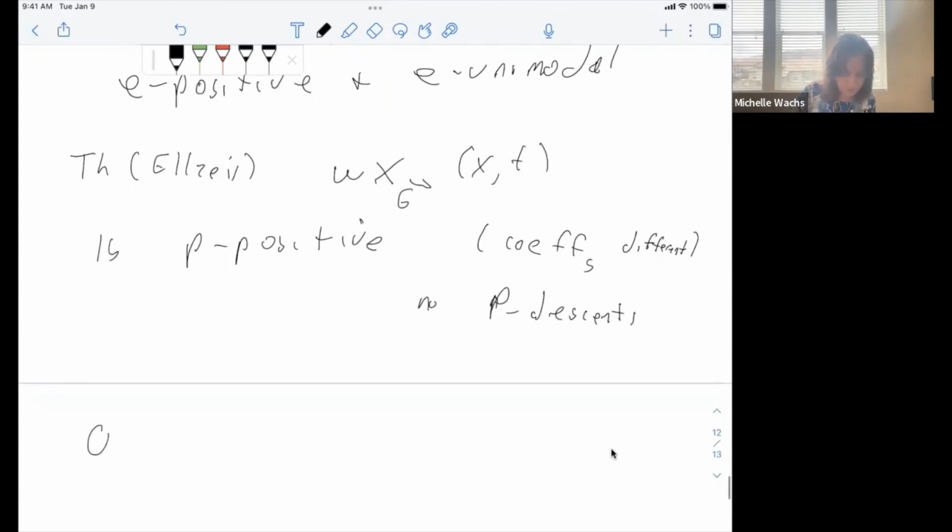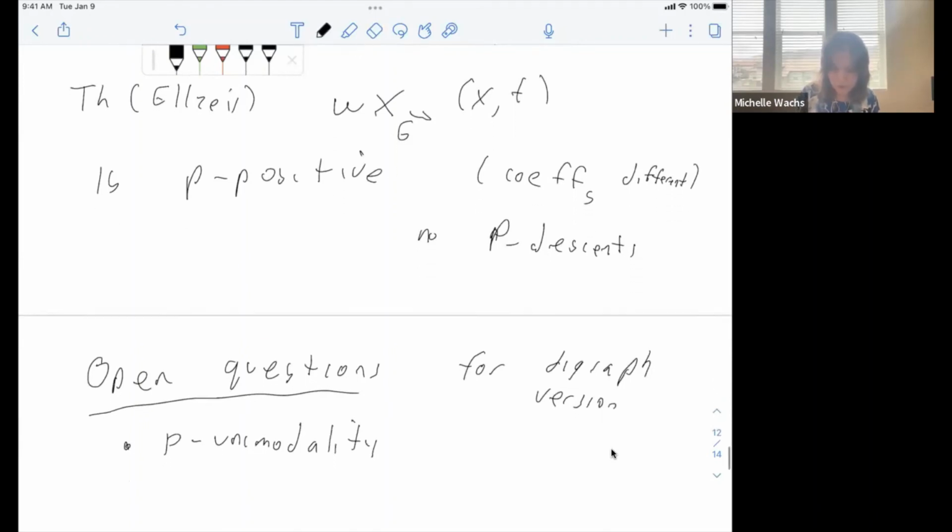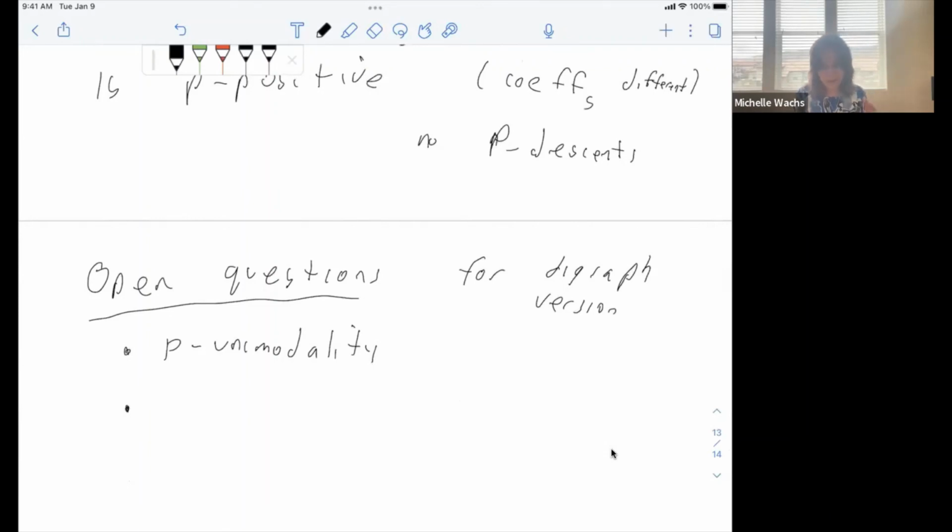And let me just finish with some open questions. Sorry, I'm running over, but it's my last lecture, so for digraphs. One is p-unimodality. Of course, e-unimodality is open, but p-unimodality. But we don't even have that for the original labeled graph version. But one thing we do have for the labeled graph version that John and I showed was Schur positivity. We don't have it for the directed graph problem. And of course, Schur unimodality. We don't have this.